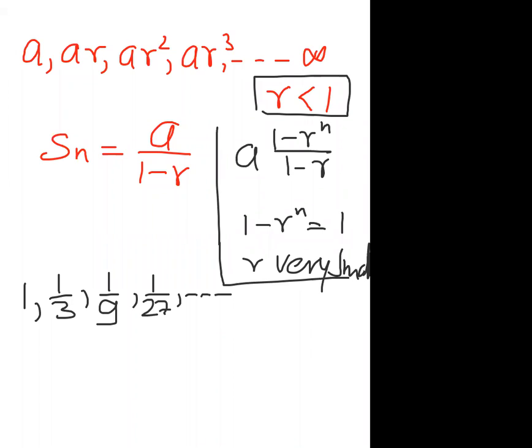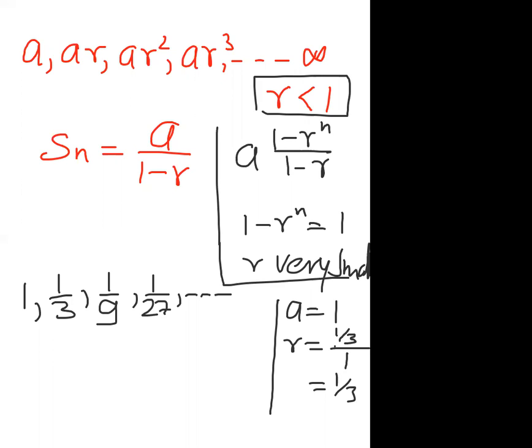So to calculate the sum, we must be knowing some things like a as the first term, that is 1. r, that is the common ratio. Common ratio is second term upon first term. Second term is 1 by 3 upon first term is 1. So r will be 1 by 3.